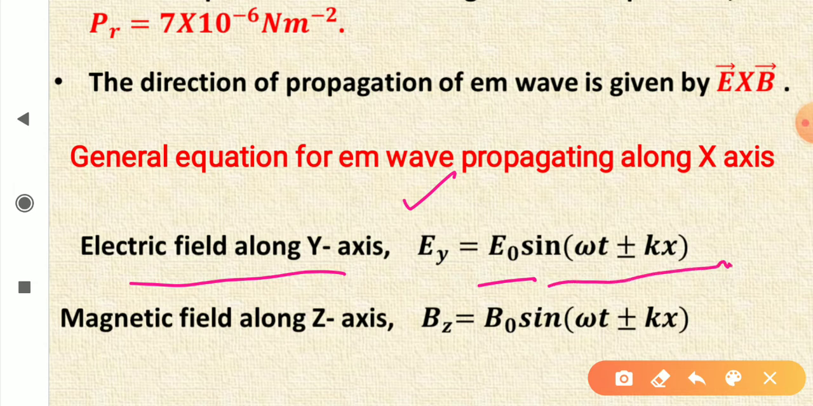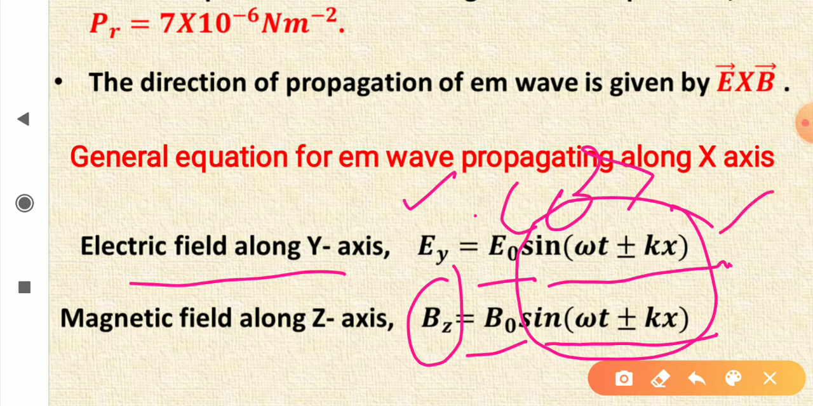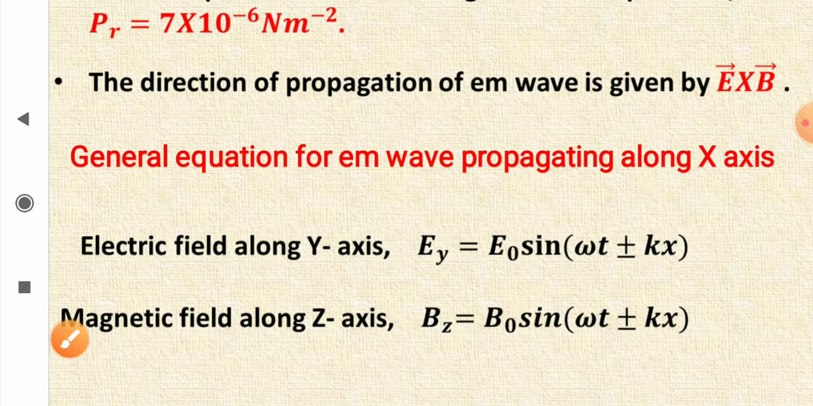And if electric field is along y-axis, then magnetic field has to be along z-axis, and it is given by B naught sine omega t plus minus kx. Now you know that electric and magnetic fields both have same frequency. So the term of sine, or we can also have cos, must be identical, and then only they will have same frequency and they will oscillate in same phase. So that's an important point to note.